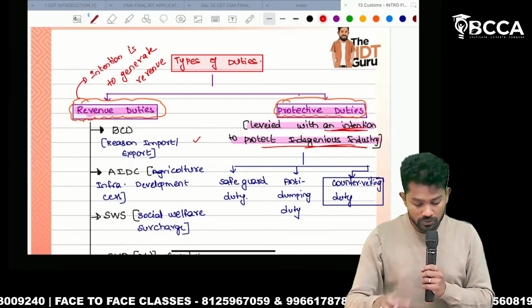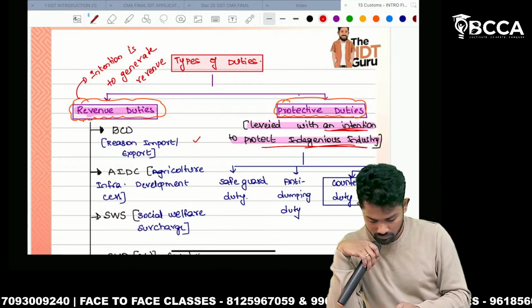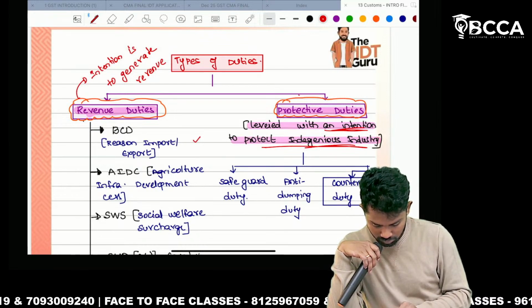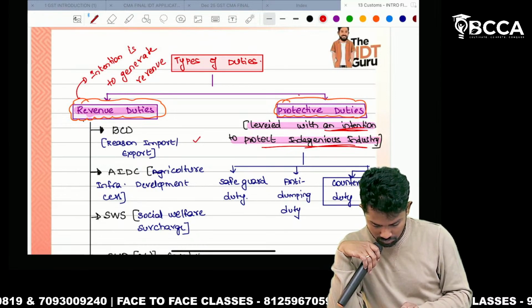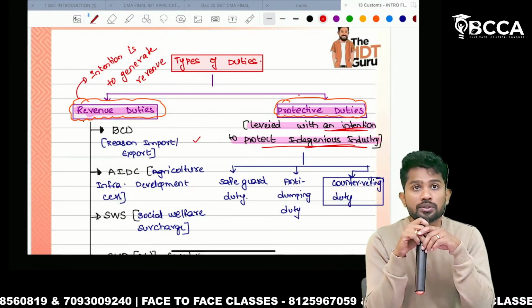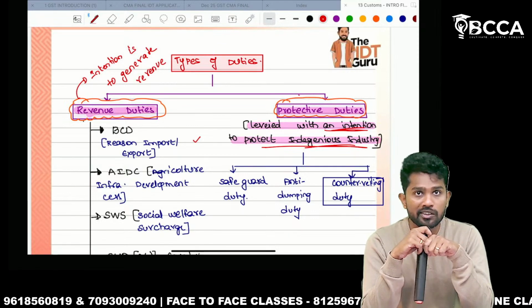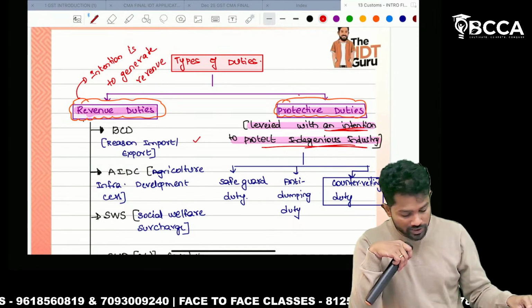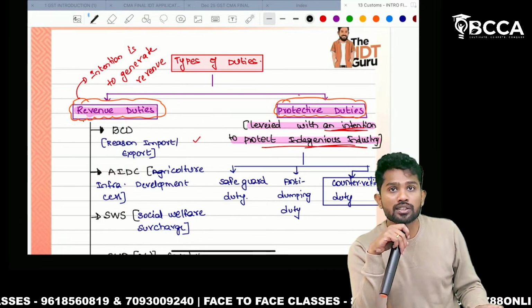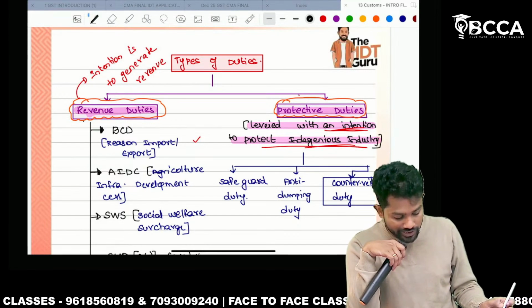So if you look at the types of duties, the duties are of two types mainly: protective duties and revenue duties. Protective duties are levied with an intention to protect indigenous industry.